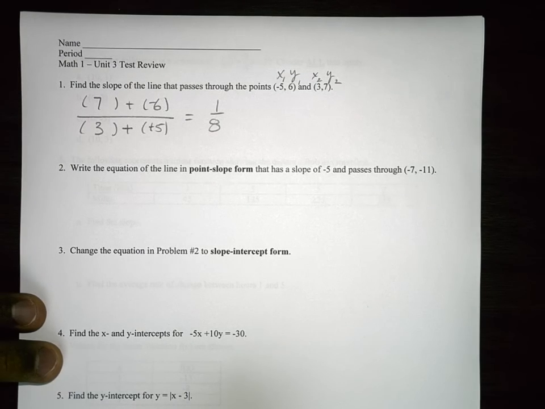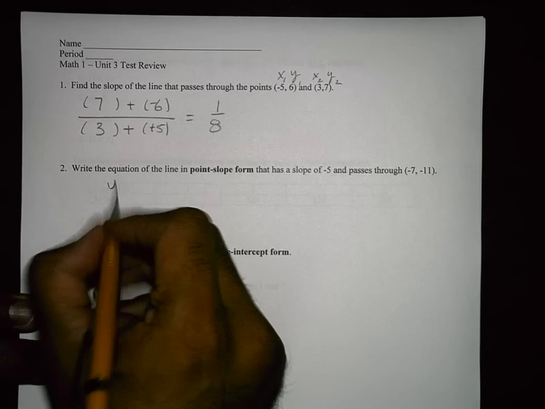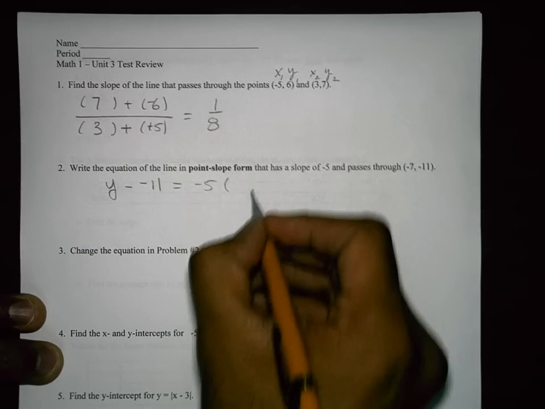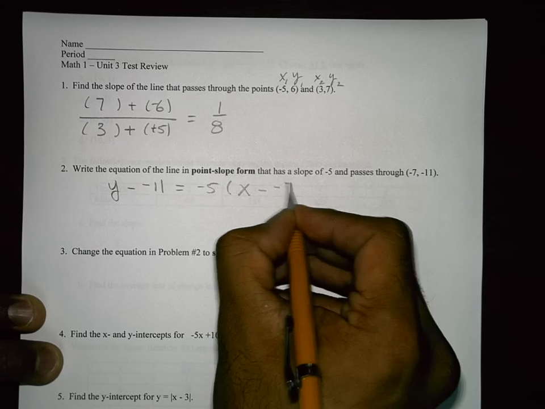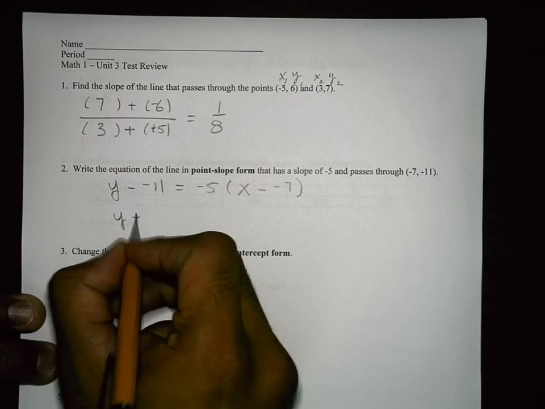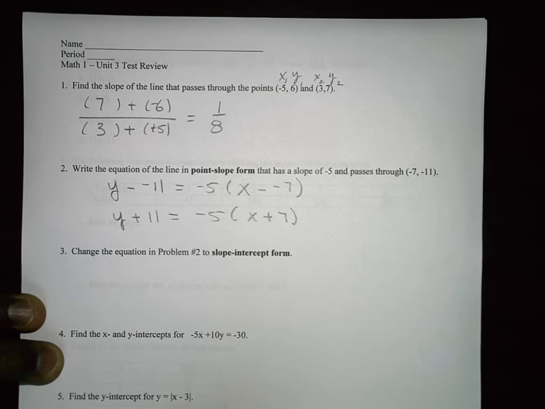Number 2 says write an equation in point slope form with the slope of negative 5 and goes through those points. So I'm going to say y minus negative 11 and then x minus negative 7. I will need to clean that up a little bit and add the opposites. So if this was multiple choice, I would see it written like this.